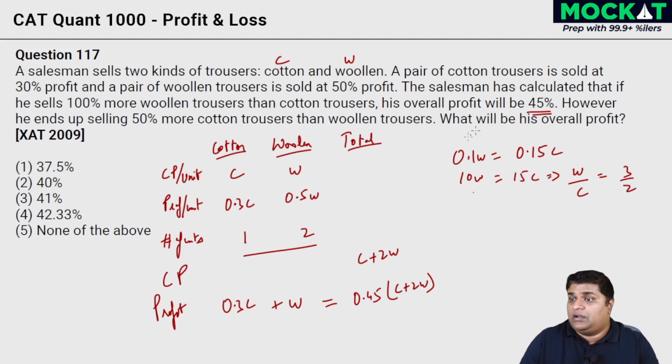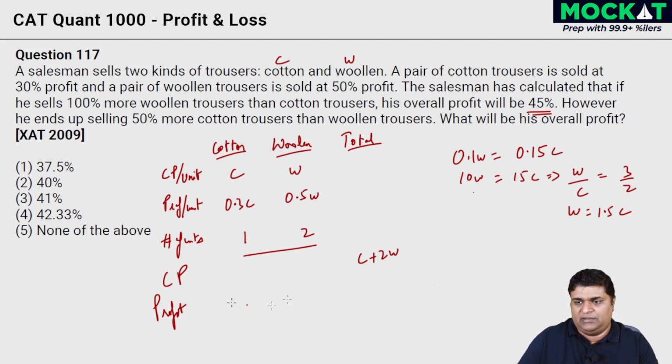Okay. Now what is asked over here? How he ends up selling 50% more cotton trousers than woolen. So how do we work with this? W equals 1.5C. We can rewrite this part, get rid of these, and use the same structure. Just for you to understand, it shouldn't take you too long after this.